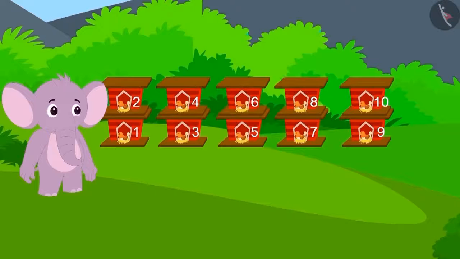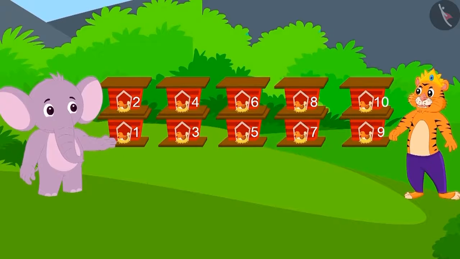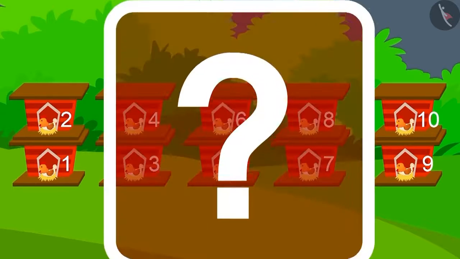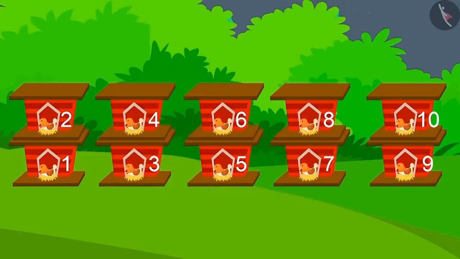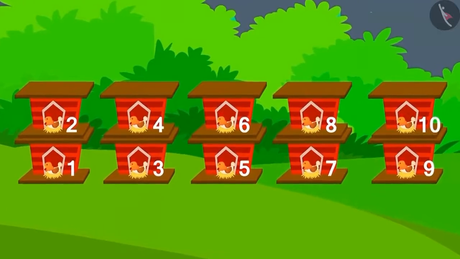Finally, the king arrived to see the house built by Appu. Appu had made a 2-row house. He has placed 5 hens in each row. Did Appu also get 10 gold coins as a prize from the king? Yes, you have given the right answer. Appu made the house perfectly and got the prize from the king.